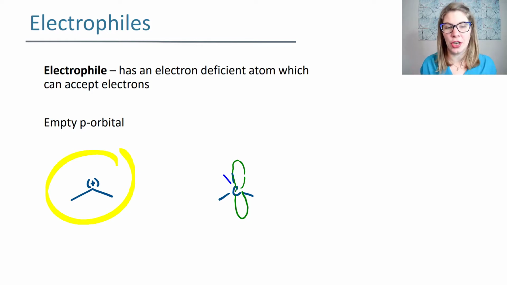And it's not just carbons that can have empty p orbitals. There's other atoms that can have empty p orbitals. It's just that we see carbocations as a really great example of an electrophile.